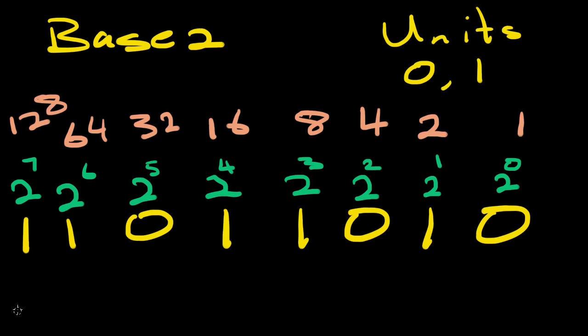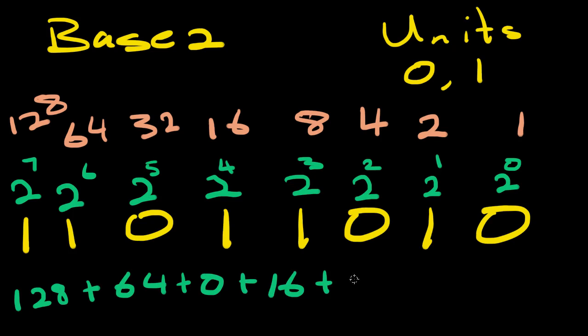So the number that we're looking at here is we have one group of 128. We have one group of 64. We have 0 groups of 32. We have one group of 16. We have one group of 8. 0 groups of 4. We have one group of 2. And we have 0 units.